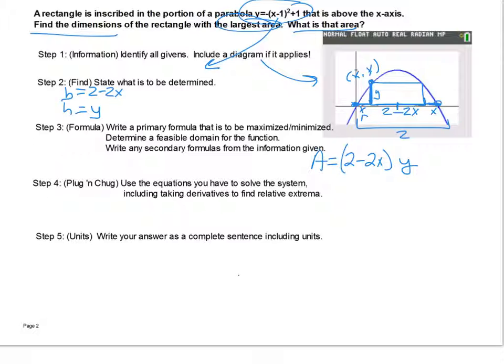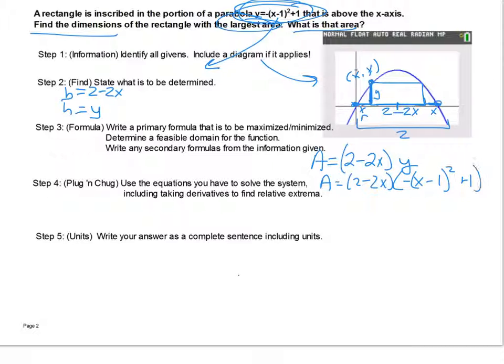Now, this doesn't help us unless we use our other secondary equation, the equation for the parabola. What does y equal? Well, y equals negative (x minus 1) squared plus 1. So we're going to substitute that in. There's always a lot of substituting before you really get going on these problems. Maybe not a lot, but there's some substituting, and I've already made a mistake, so let me erase my plus sign there.